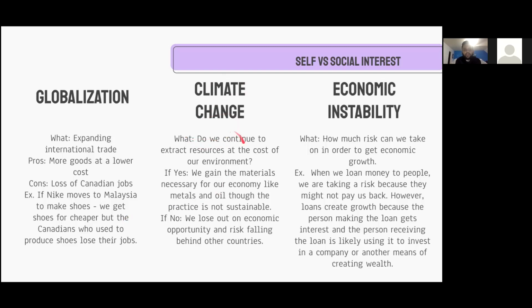Secondly, climate change. Do we continue to extract resources at the cost of our environment? Notably, in a lot of places, the answer might be yes. If we gain materials that are necessary for the economy, like metals and oil, it might still be good in the immediate context to continue to extract these minerals. Obviously, the answer might be no if you consider the general societal impact.